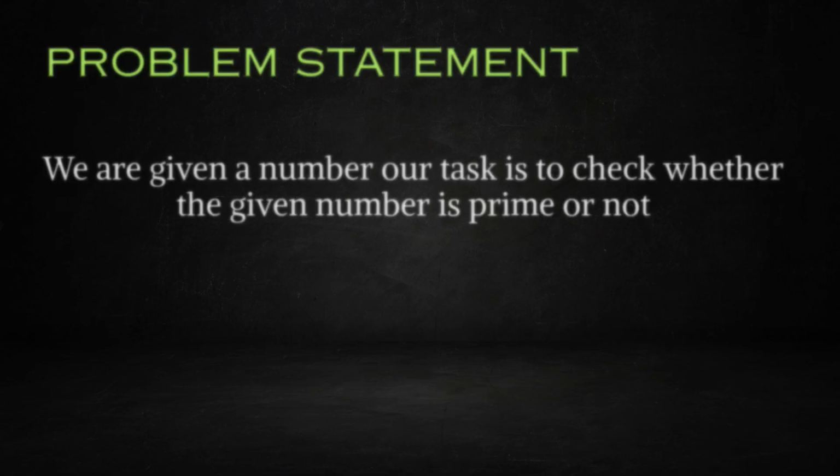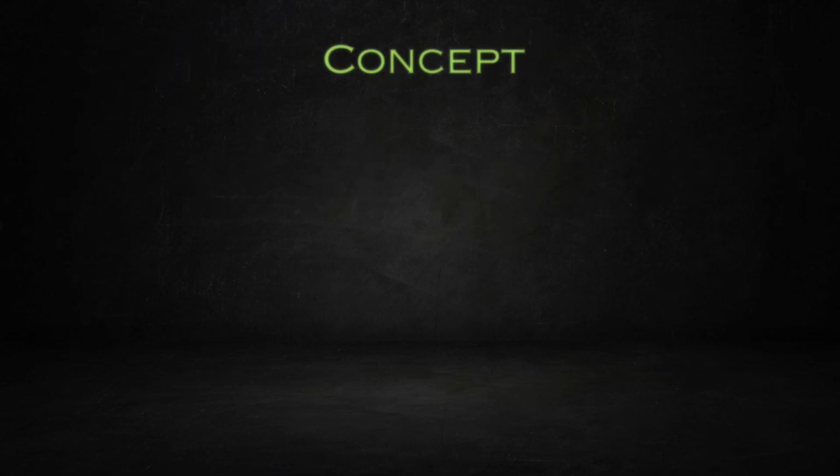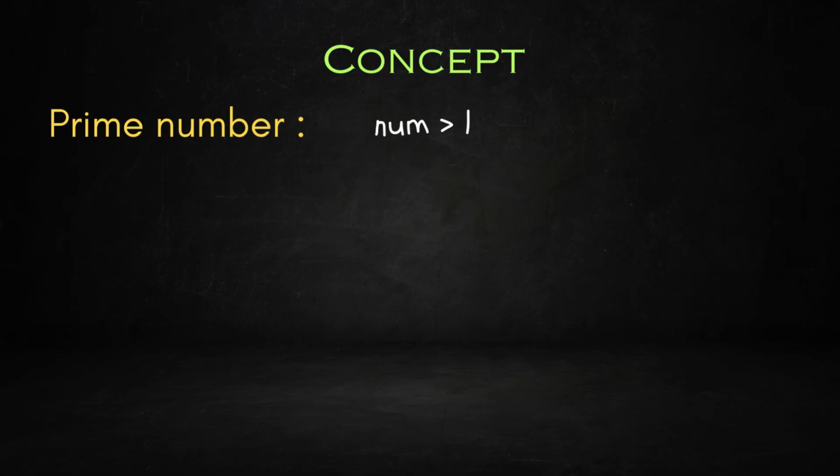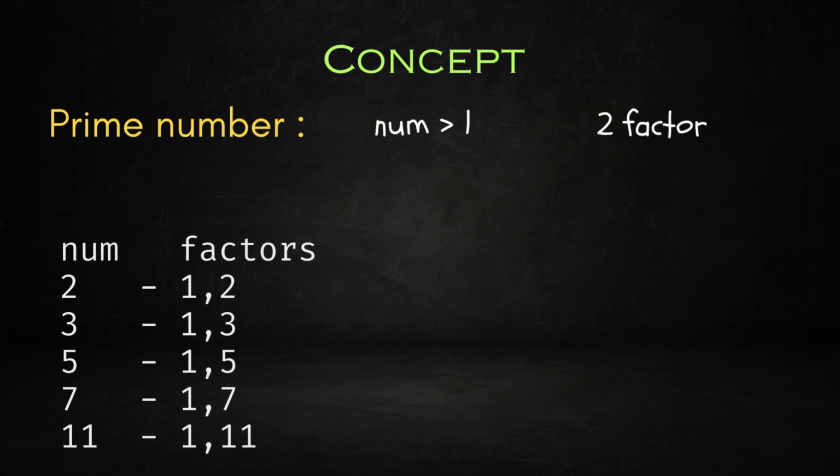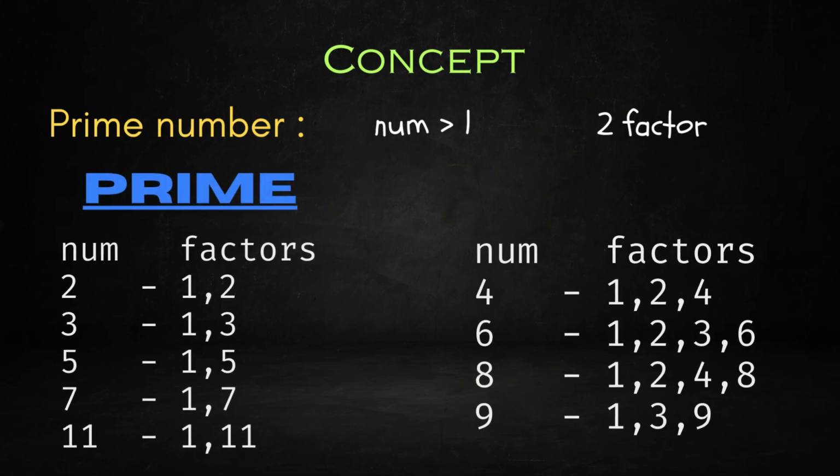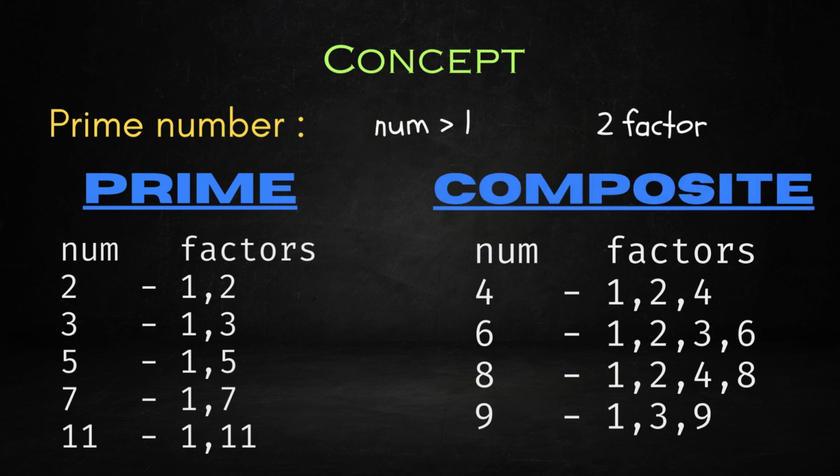Before writing any code, let's understand the concept clearly. Prime number concept, very important. A prime number is a number greater than 1 that has exactly 2 factors, 1 and itself. For example, 2, 3, 5, 7, 11 are prime, but numbers like 4, 6, 8, 9 are not prime because they have more than 2 factors. Now, let's convert this idea into logic.